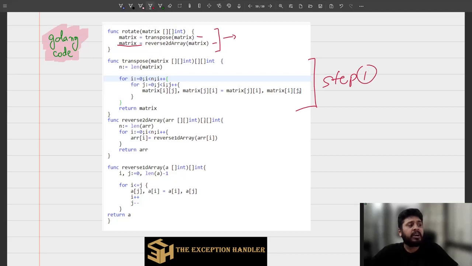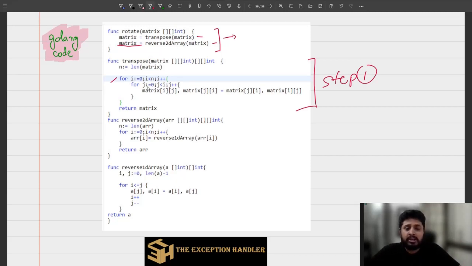Step one: if you see, we have two loops running. The i loop runs from 0 to n, and my j loop runs from 0 to i. 0 to i means less than i, so it would run till i minus 1. It would not go up to i, because if it does, that means it is on the diagonal, and we don't want to swap the diagonal with the same element, because swapping the diagonal gets back to its original position. So it's useless doing that swap.